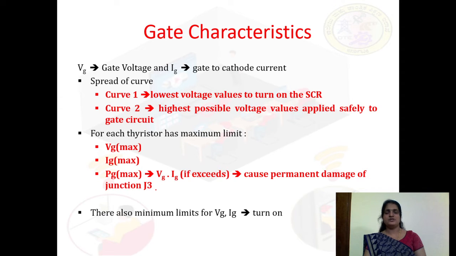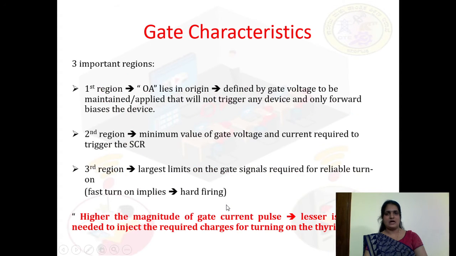Coming to Vg max and Ig max, where Vg max is the maximum gate voltage and Ig max is the maximum gate current, that is the gate to cathode current. And here Pg max is the limit where, when Vg and Ig are exceeded, it causes permanent damage to junction 3. So there is also a minimum limit for Vg and Ig to turn on this SCR.